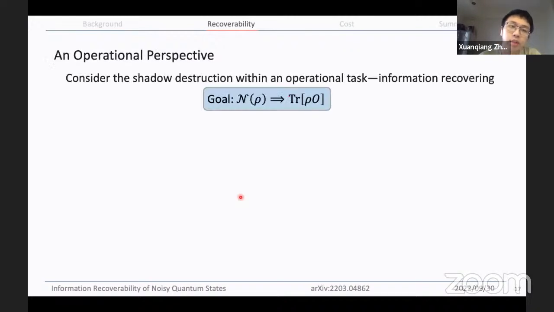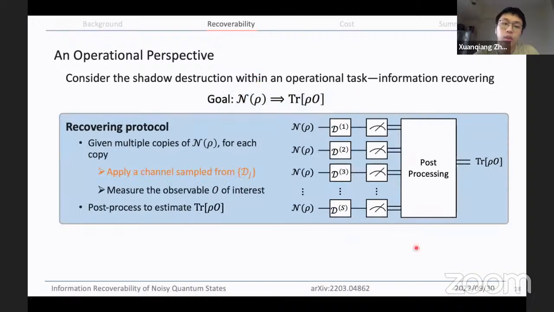To approach this question, we consider from an operational perspective. In particular, we consider the operational task of recovering the faithful shadow information from the noisy quantum states. And we consider this within a probabilistic sampling framework. So at first, we have multiple copies of the noisy quantum states. For each copy, we apply a channel sampled from a set of channels, and then measure the states in the basis of the observable of interest. After getting all the measurement results for all the copies, we will post-process to estimate the noiseless shadow information.